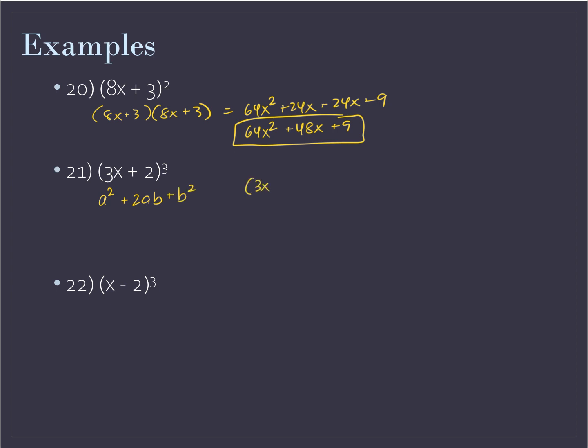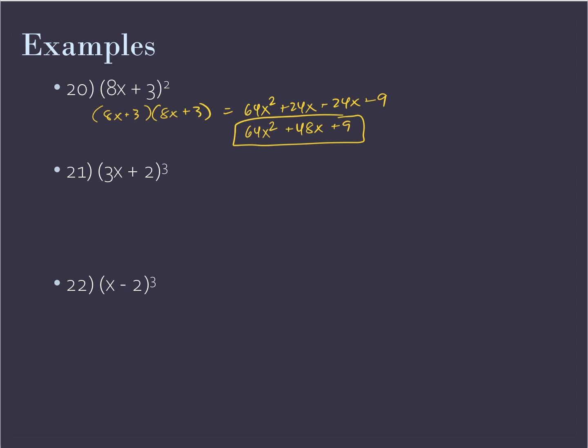So a is 3x, b is 2. Oh, oops, I looked at this as being squared. So again, if I was doing it squared, that would be it. I do apologize. This is actually a cube problem. And so this one has a totally different approach, right?